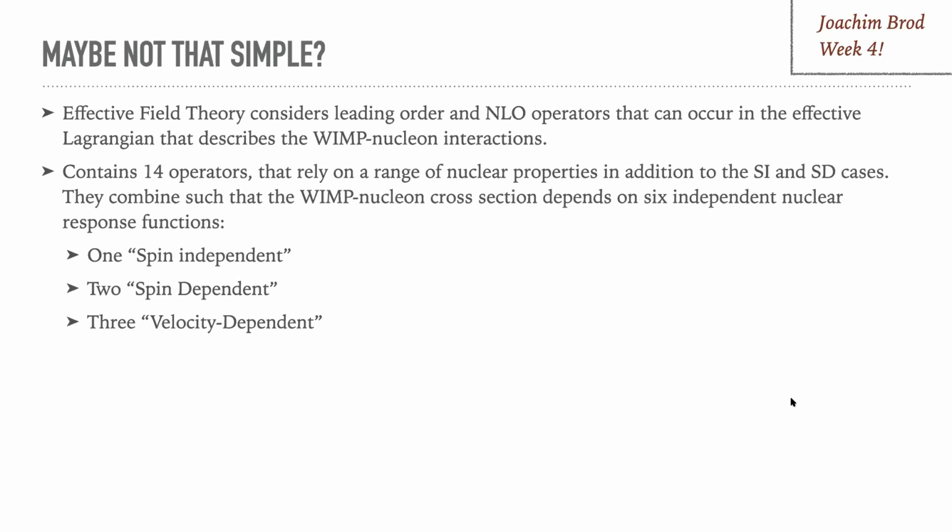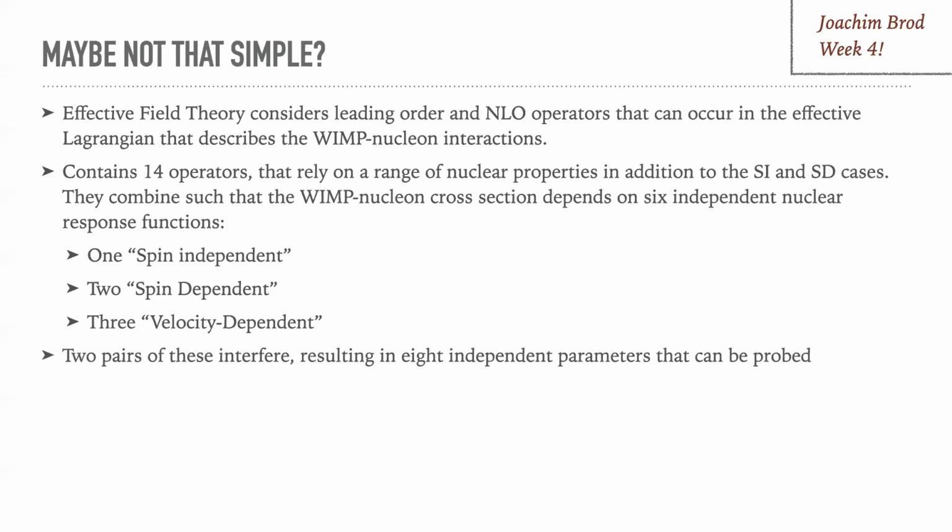But basically, the effective field theory for dark matter contains 14 operators that rely on a range of nuclear particles or nuclear properties that are in addition to our spin independent and spin dependent cases. So they combine such that the WIMP nucleon cross-section essentially depends on 6 nuclear response functions. One of those response functions is spin independent, the case that we've talked about. 2 of them are spin dependent, and 3 of them are velocity dependent.